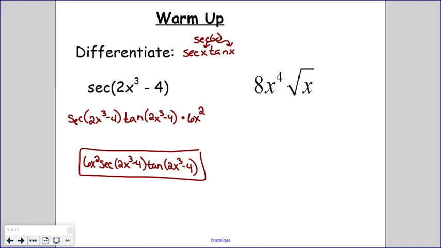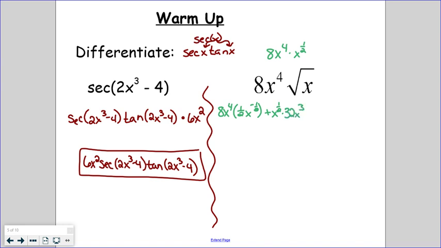Okay, and on the next one, I picked this one for a couple of reasons. One of those is we probably would attack this initially as our product rule, but I want to show us also a second option. If I were to attack this as my product rule, first I would probably have rewritten this as 8x to the fourth times x to the 1/2. First times the derivative of the second, which would be 1/2 x to the negative 1/2, plus second times the derivative of the first.